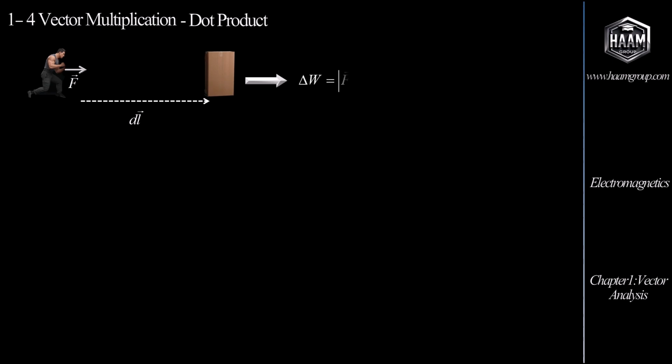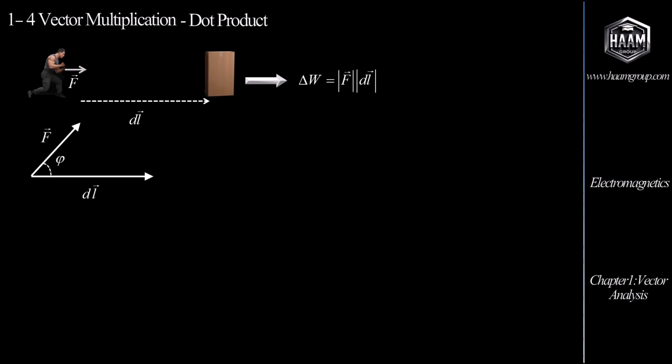Dot product. Let's first examine the concept of work. For work to be done, a force must produce a displacement in the direction of the force. In that case, the work done equals the magnitude of the force multiplied by the magnitude of the displacement that occurs along the direction of the force.